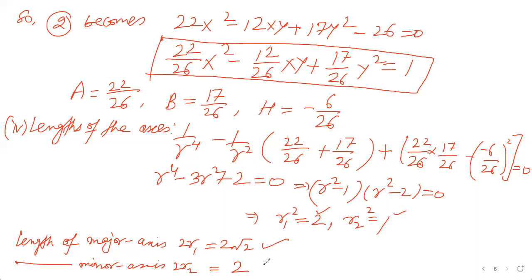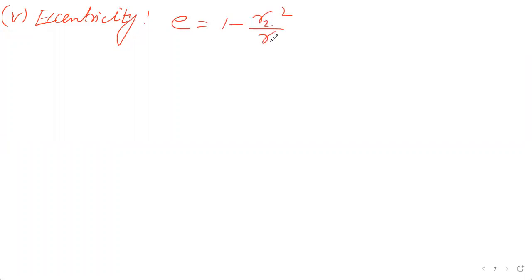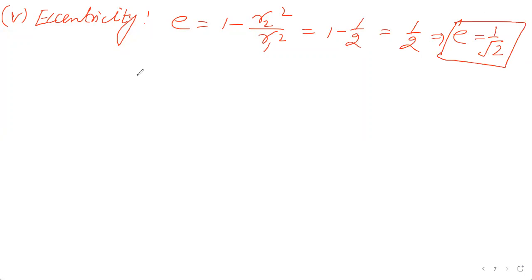Now you got the lengths, so you can find the eccentricity. Next thing you can find is eccentricity. So E is square root of 1 minus r2 square upon r1 square, 1 minus 1/2, it is half. So this implies that E is coming 1/root 2. Then the latus rectum was twice r2 square upon r1. So it is coming root 2.